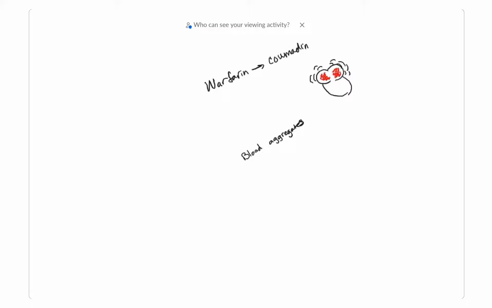When I say aggregate platelets, represented right here in green, it gets little platelets and makes them get closer together, and it makes them get stuck together, because that's what platelets do when they get close. When they aggregate, they clump up together, and that can lead to a clot. Does that make sense?